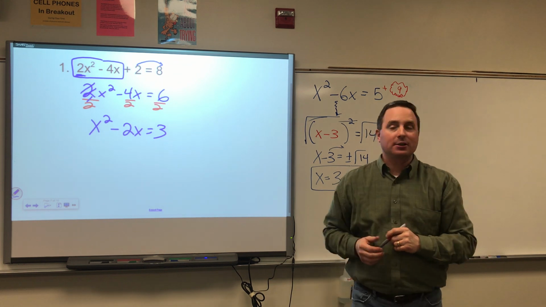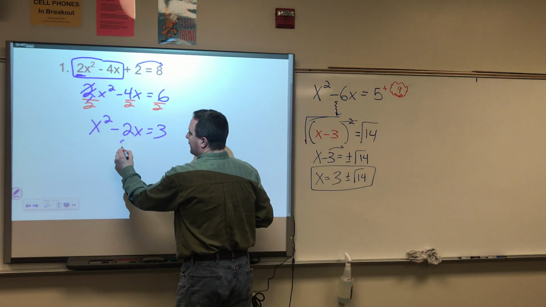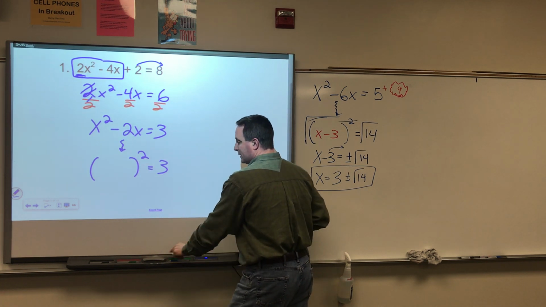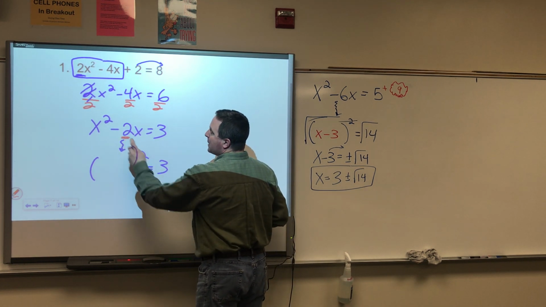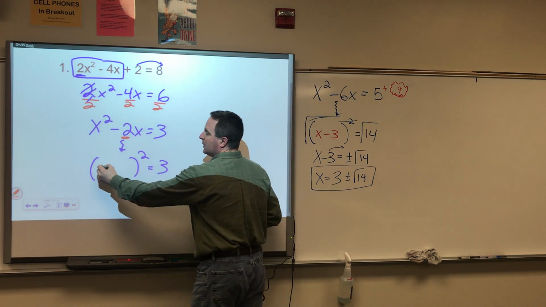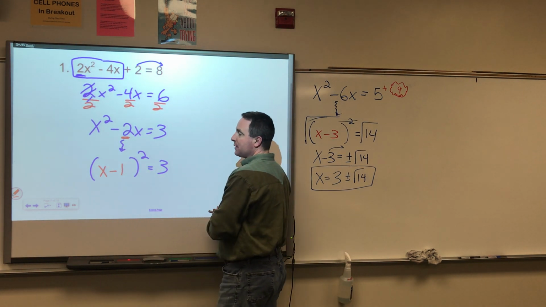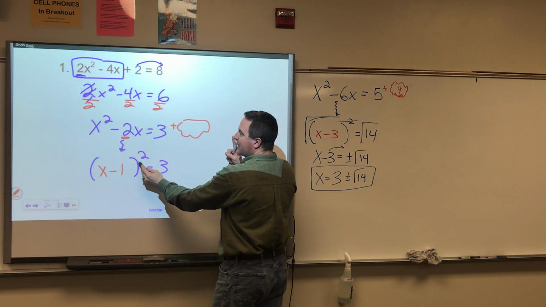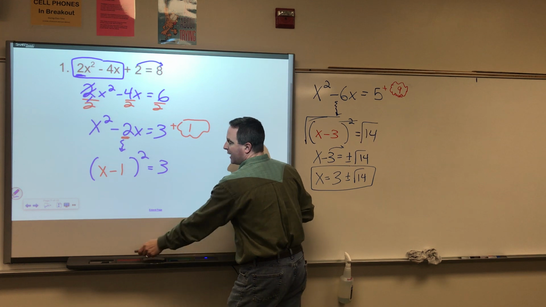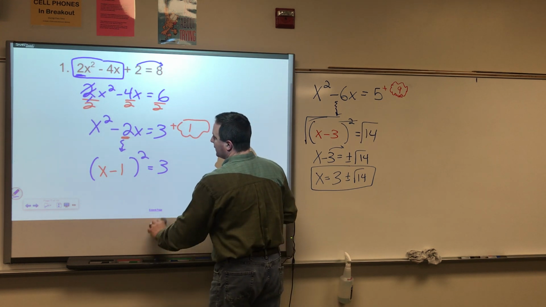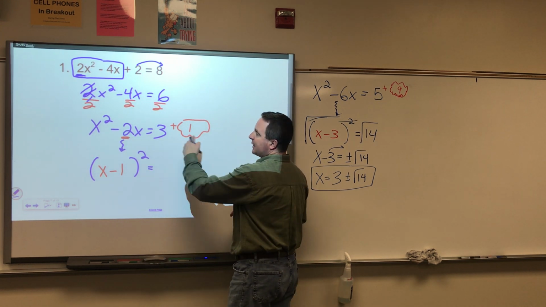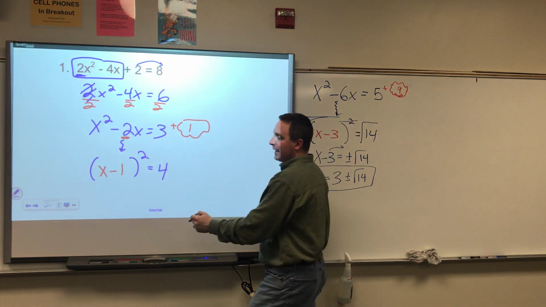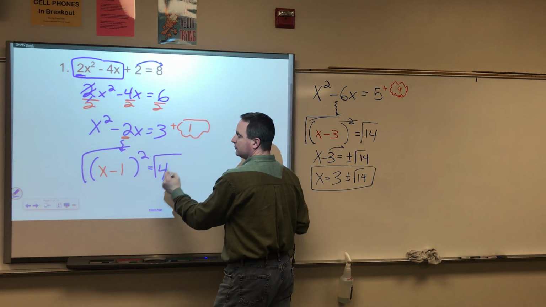And now I can continue to complete the square. Again, if I use my little shortcut, what's going to end up in the parentheses is half of b. Half of 2 is 1. So x minus 1 in the parentheses. But then I square that number. 1 squared is 1, and that's what gets added to the other side. Altogether on the other side, I get 3 plus 1 is 4. And then I can square root to solve it.